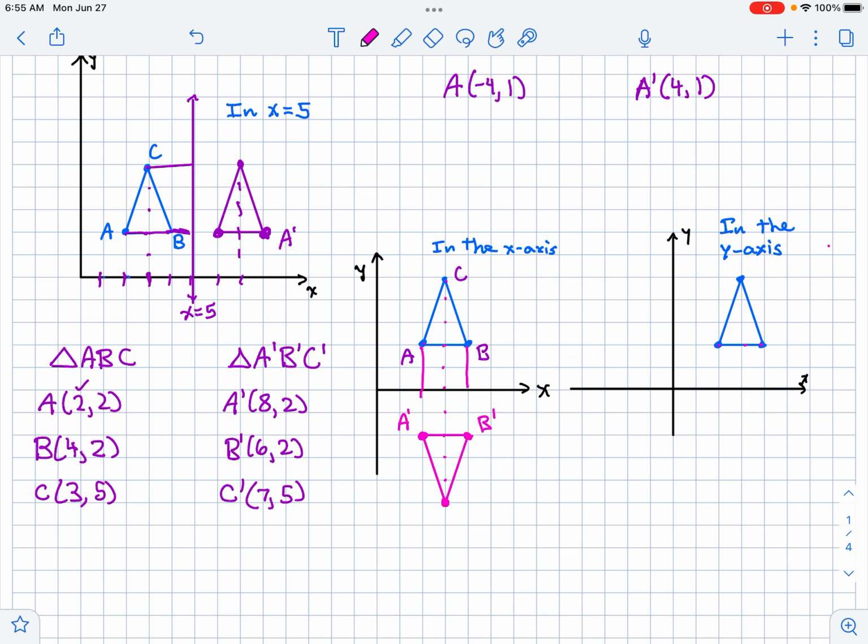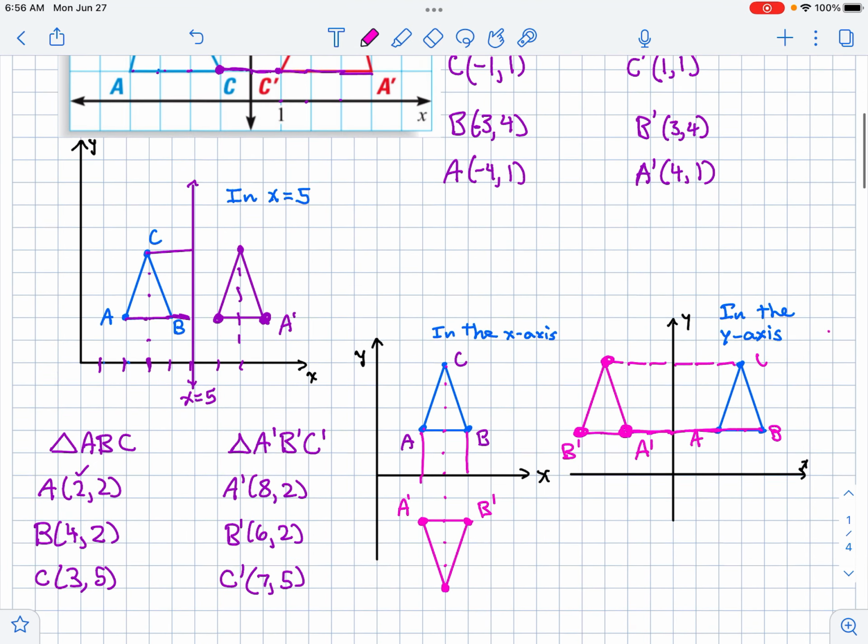Now, notice this is another vertical line, and look what happens. We've got A, B, C. To get A, we're going to go over 2 units this way. There's my A prime right there. As far as B goes, we go 1, 2, 3, 4, and get my B prime. And then C, we go 1, 2, 3. There's my C prime. And there we have reflected in the y-axis.